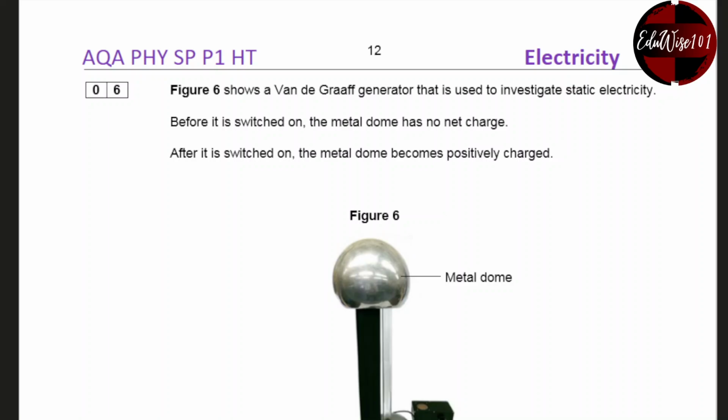Question number 6 is on the topic of electricity, mainly to do with static electricity. Figure 6 shows a Van der Graaf generator that is used to investigate static electricity. Before it is switched on, the metal dome has no net charge. After it is switched on, the metal dome, which is basically this bit on the top, becomes positively charged. Now, the question is, why would that become positively charged?